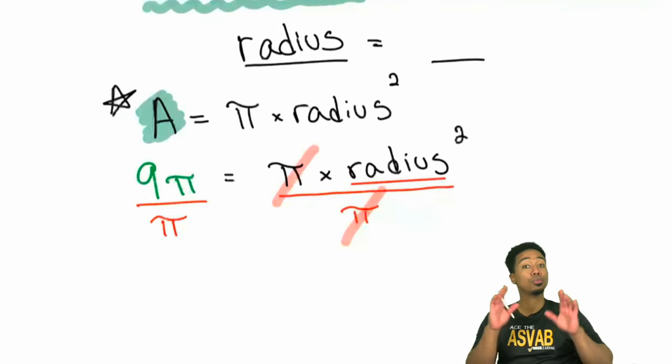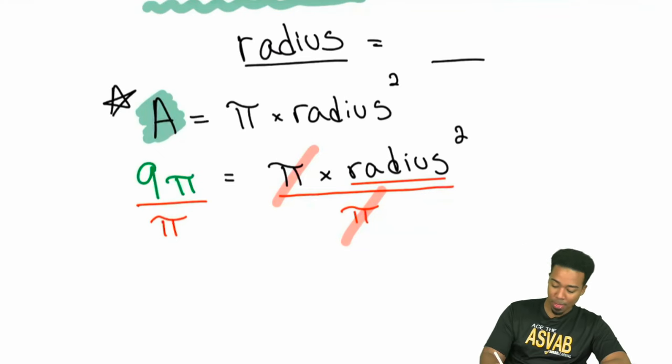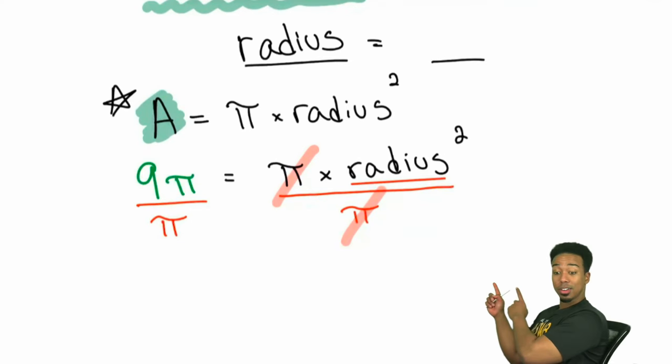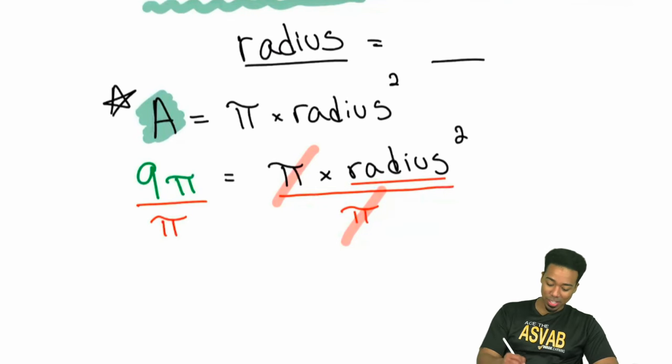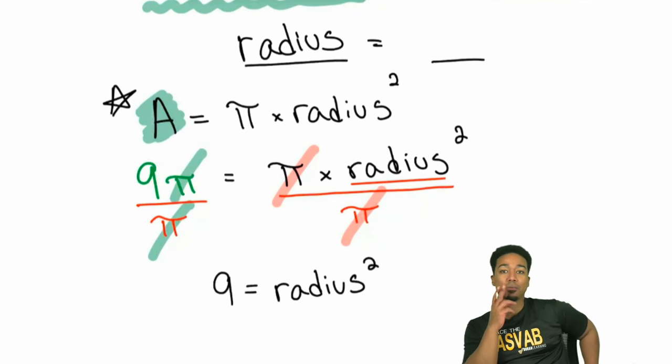Don't freak out when I say this again, the same exact way. We got a pi up top and a pi on the bottom. What's going to happen to the pi? Yeah, it's going to cancel out. We saw it here on the right side, same thing on the left. We just had pi being multiplied already on both sides, so that's going to cancel out nice and easy. So now what we have is 9 equals the radius squared.